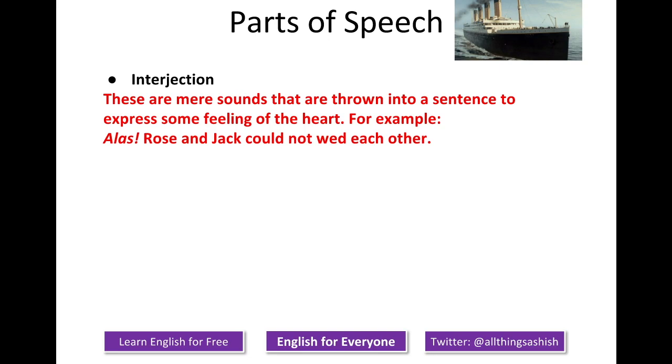Of course, nobody uses this word alas nowadays, but you do say OMG, which is an acronym for oh my god, and that's your modern alas. So that could be an interjection. So these are really strong expressions of feelings and emotions, and they have an exclamation mark after them, something that you should remember.